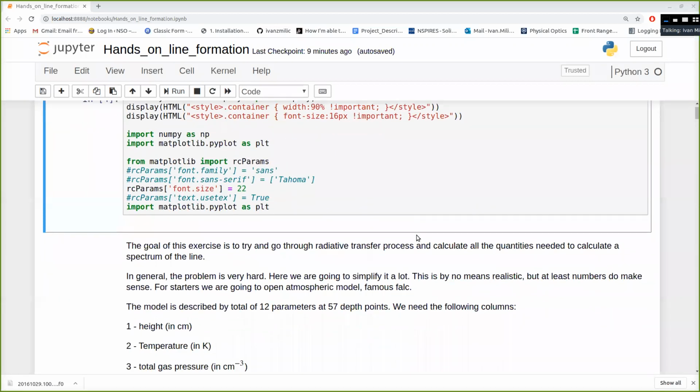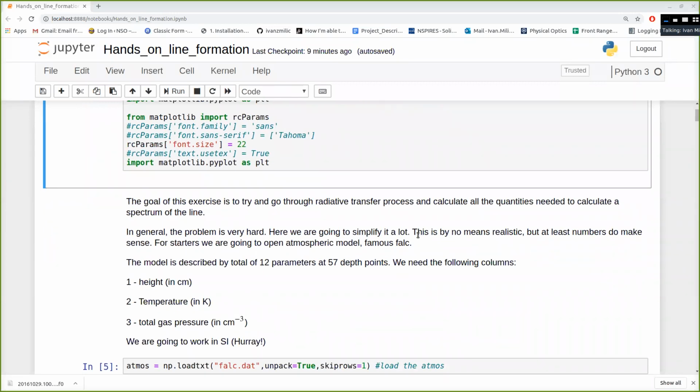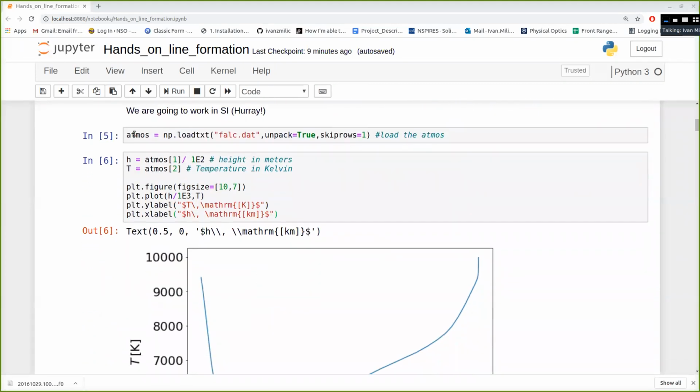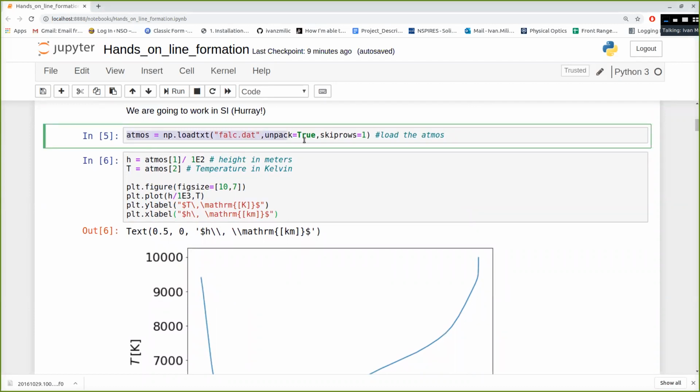The goal is to go through the whole radiative transfer process, calculate all the needed quantities, and finally obtain the spectrum of the given line. We're going to start by loading this atmospheric model. The fact that I'm skipping row 1 just means that I already know how the model looks, and row 1 is some unnecessary text which I can skip. The actual data is from the second row, and you will know that if you open this FALC file in any sort of editor.